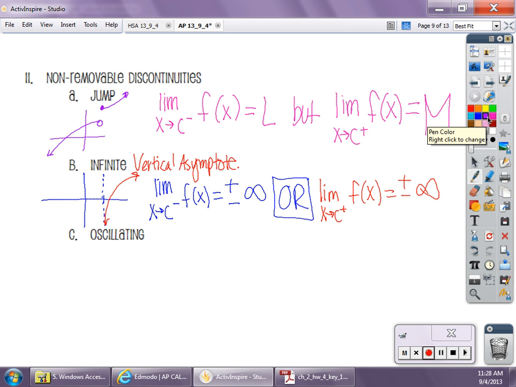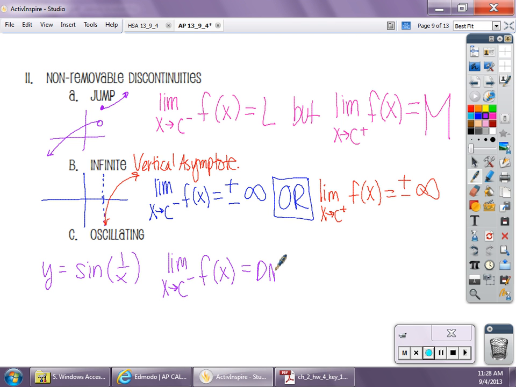Oscillating is a little bit crazy. You can put a little box for this guy. This one is the only one that you don't have to know the definition for. So I'm going to write a definition, but I don't really like it because it's not specific enough. When you do the limit as x goes to c from the left, it won't exist. And the limit as x goes to c from the right won't exist. They just won't exist, and I'll show you why.